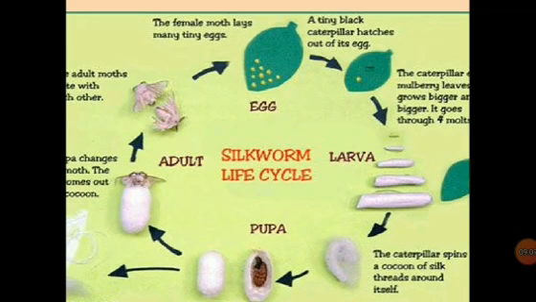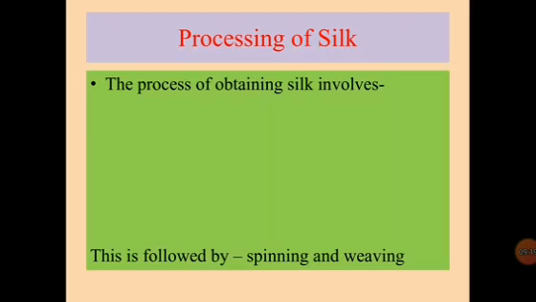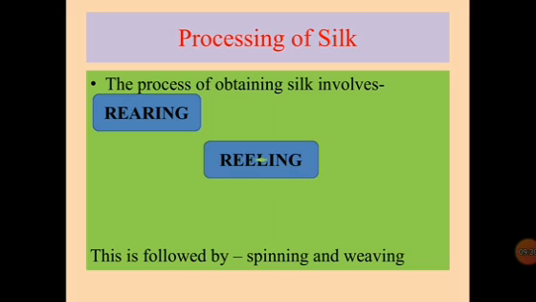Do you know that the soft silk yarn, which appears so soft, is as strong as a comparable thread of steel? Processing of silk involves rearing, reeling, and dyeing. After all these processes, the spinning and weaving of silk is done.